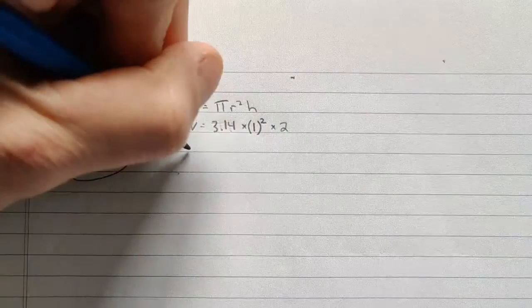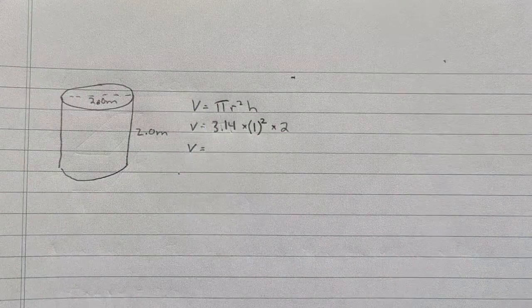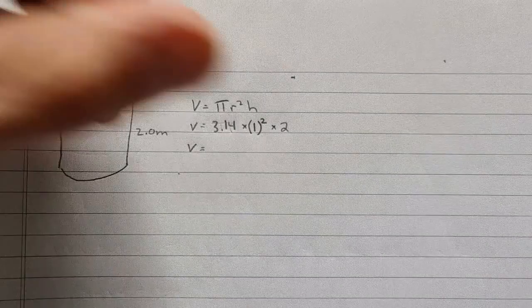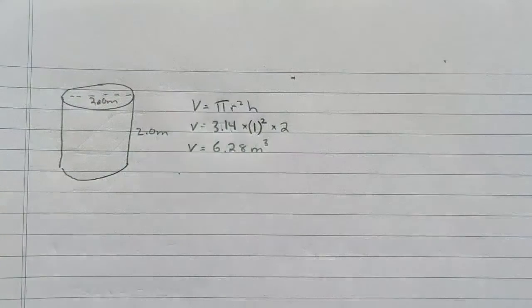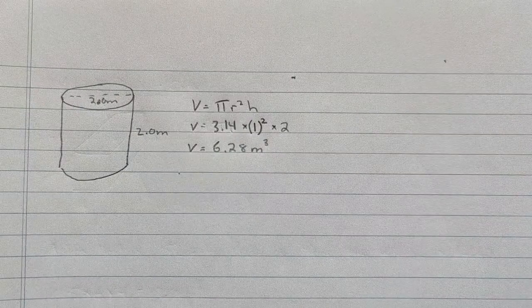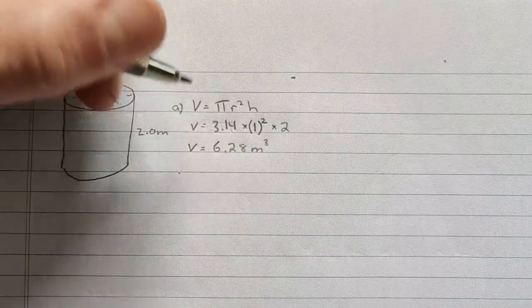Multiply all those out. 1 squared gives us 1, and 3.14 times 1 is 3.14. 2 times 3.14 gives us 6.28 meters cubed. So that is the volume of this tank. That was part A of that question.